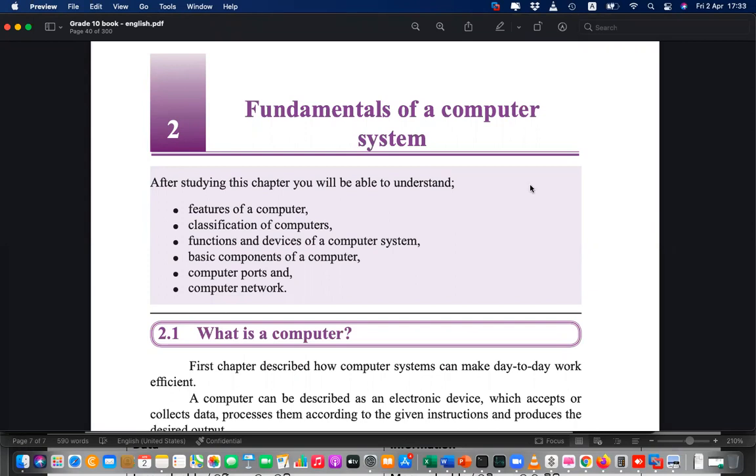So what kind of features are there in the computer? Then classification of the computers. So how computers can be classified based on the purpose, based on the technology, or based on usage, how we can categorize, and the devices of the computer system, and basically the basic components of the computer systems, ports, slots, and other components of the motherboard, and how to assemble a computer, or how to create a computer by using components. So we will be discussing that as well.